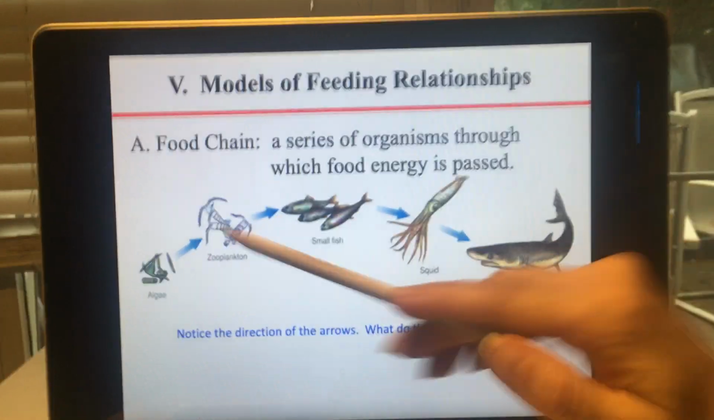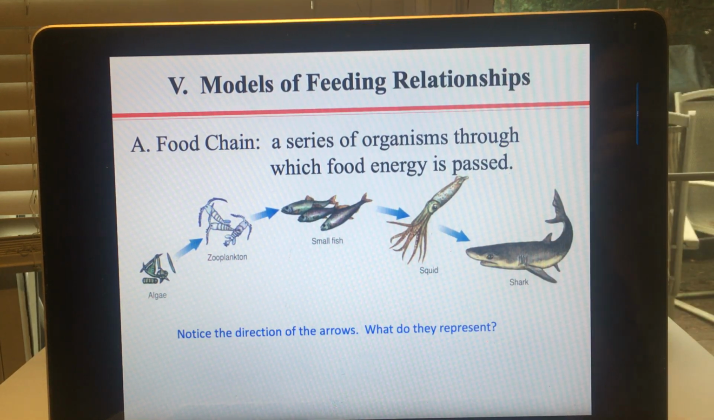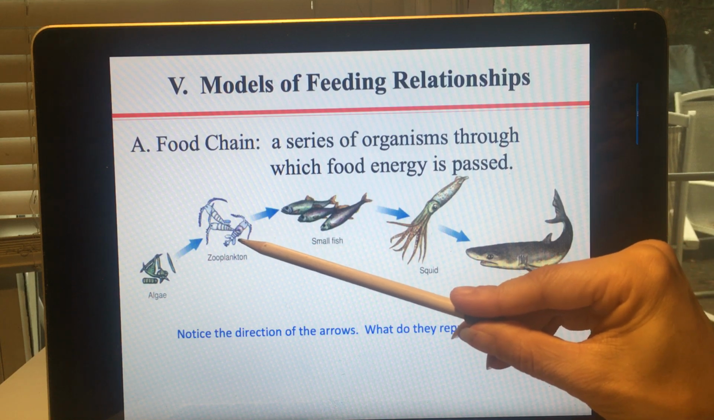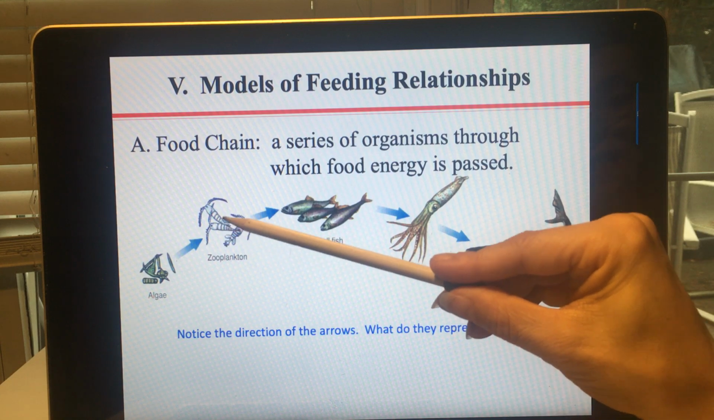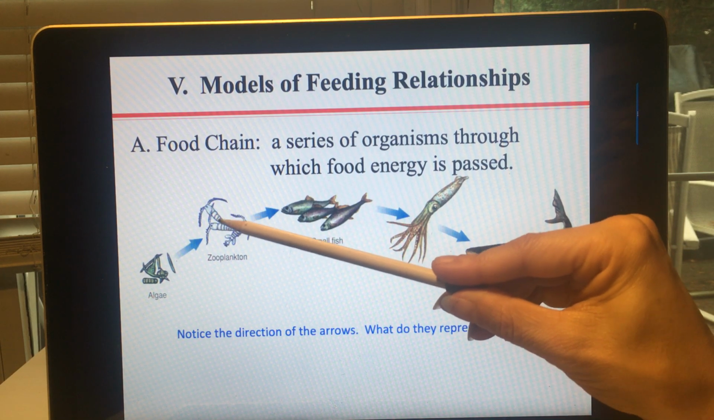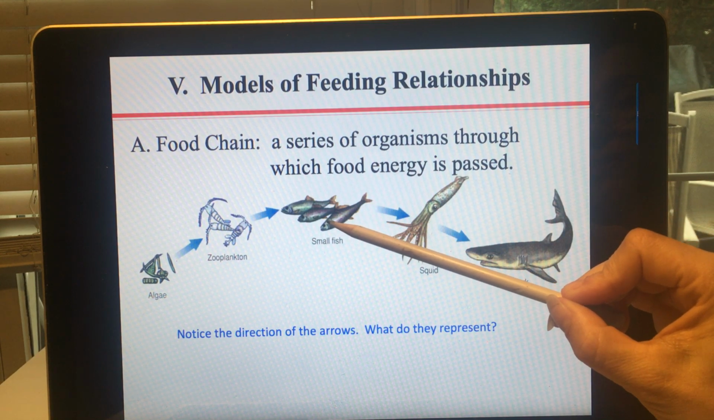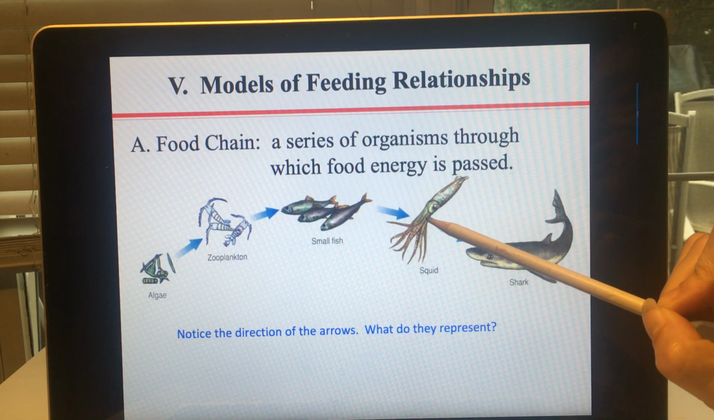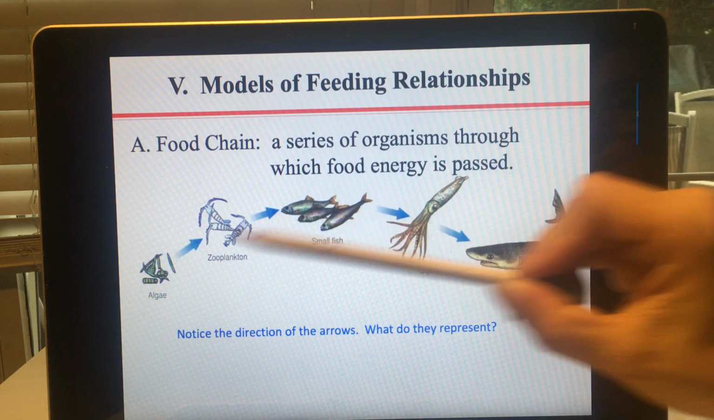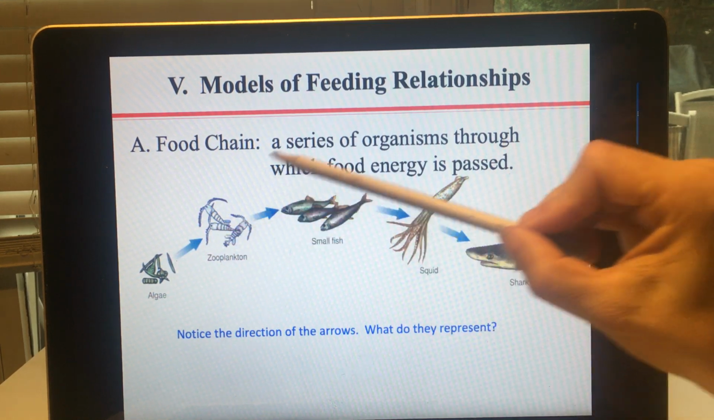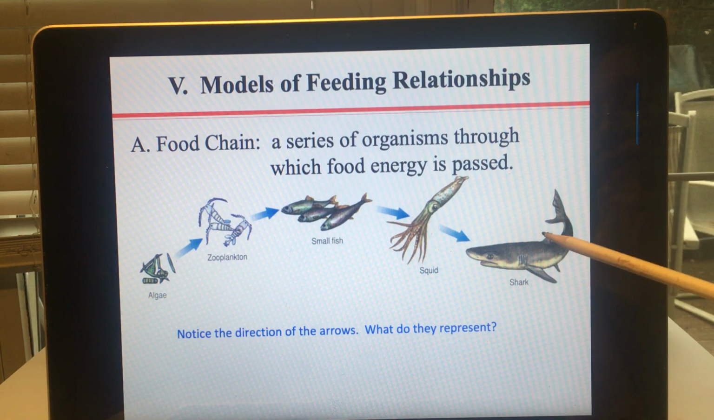Okay, so here we have our algae. Our algae is our producer. In this case, it's photosynthetic. And you would consider the zooplankton, or zooplankton, it depends on who you ask how to pronounce it, to be our primary consumer because it is the first consumer in the chain. Our small fish would be our secondary consumer. Our squid would be our tertiary consumer, and our shark would be our quaternary consumer. So again, producer, primary consumer, secondary consumer, tertiary consumer, and quaternary consumer.